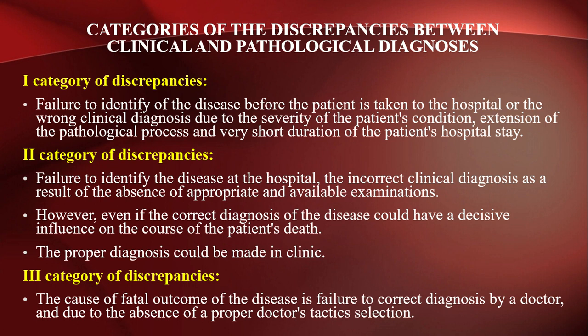Second category of discrepancies: failure to identify the disease at the hospital, an incorrect clinical diagnosis as a result of the absence of appropriate and available examinations. However, even if the correct diagnosis of the disease could have had a decisive influence on the course of the patient's death, the proper diagnosis could be made in the clinic. Third category: the cause of the fatal outcome of the disease is failure of correct diagnosis by a doctor and the absence of a proper tactic selection by the medical doctor.